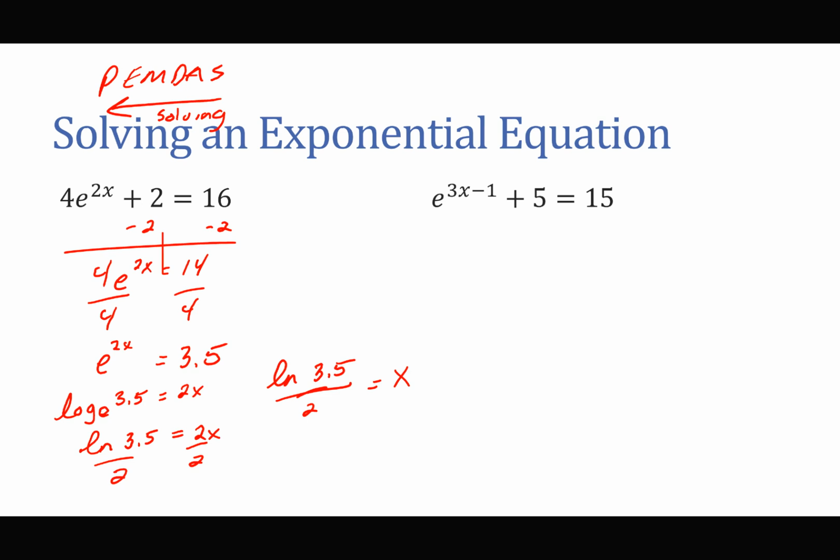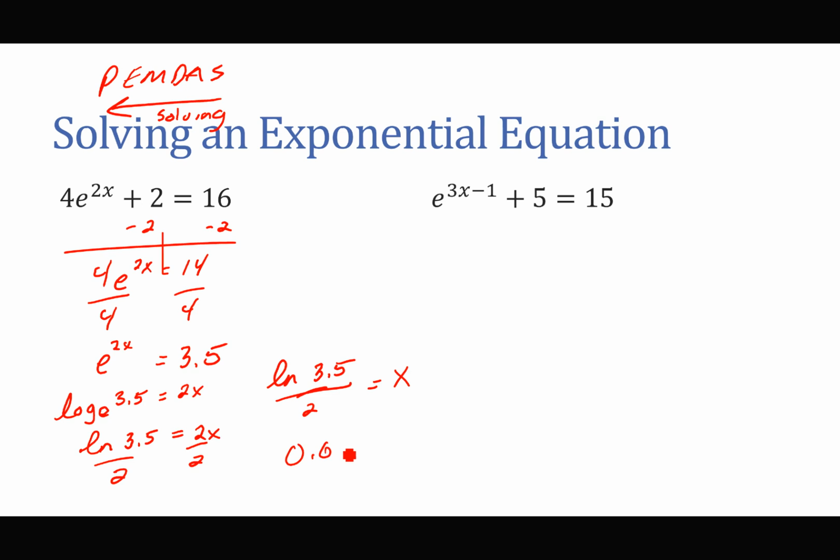Everybody do that in your calculator. Make sure you can do a natural log. You'll have that function on your calculator. Natural log of 3.5. Hit enter or put parentheses around it because you don't want the natural log of one quantity, 3.5 divided by 2. You want the natural log of 3.5, get that number, divide that number by 2.